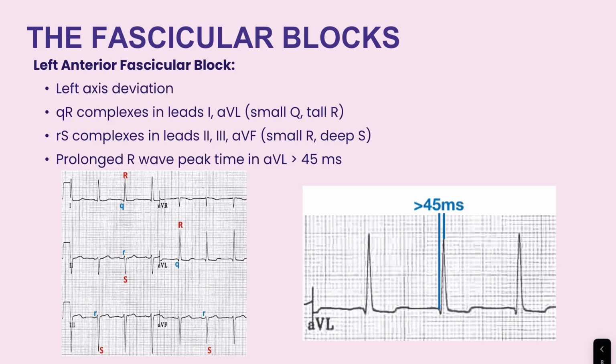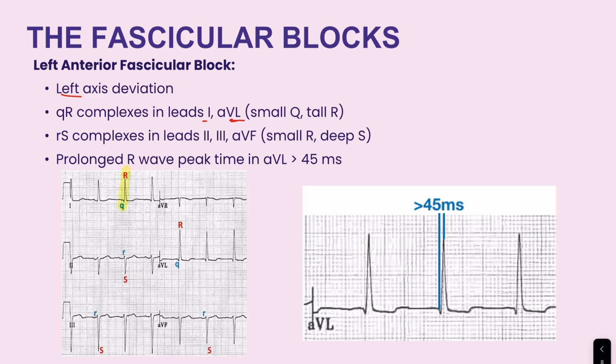So the left anterior fascicular block, we're going to have left axis deviation. That's important, going back to our QRS axis deviation. Left axis deviation, you're going to have a little Q and a big R complex in leads 1 and AVL. AVL left side, left axis deviation. So small Q, tall R, demonstrated here.